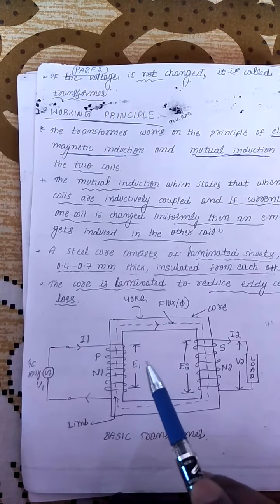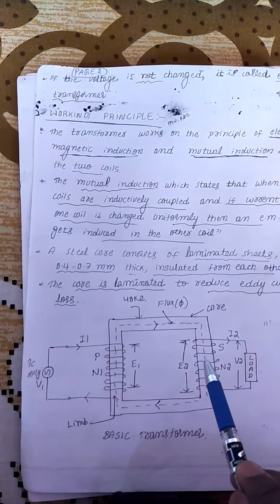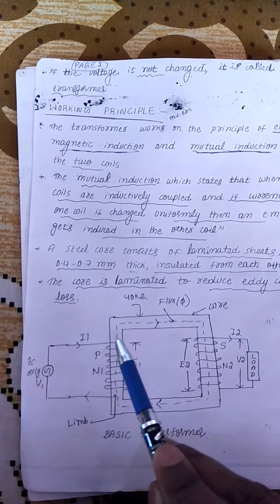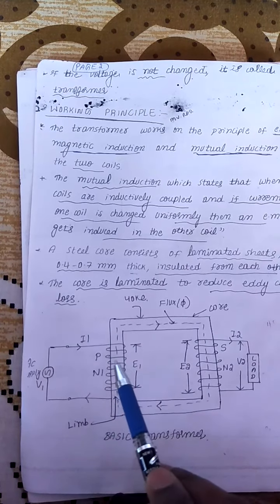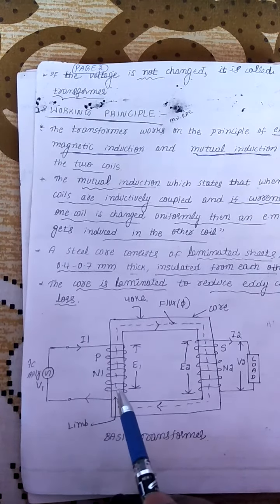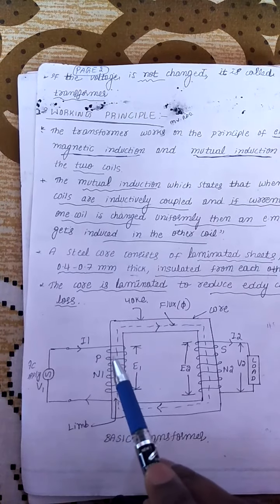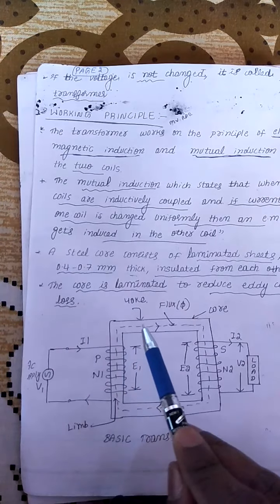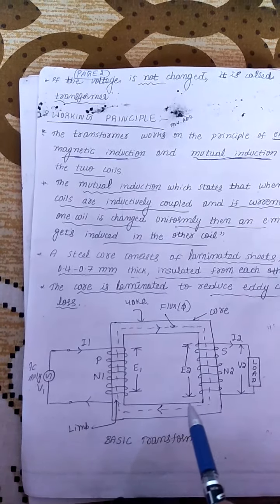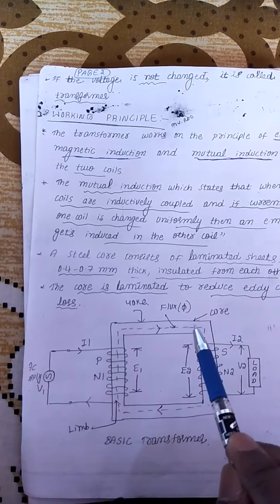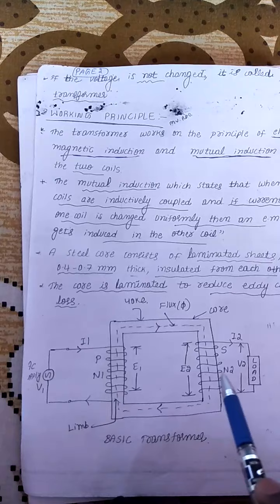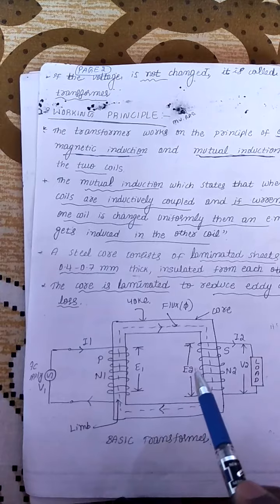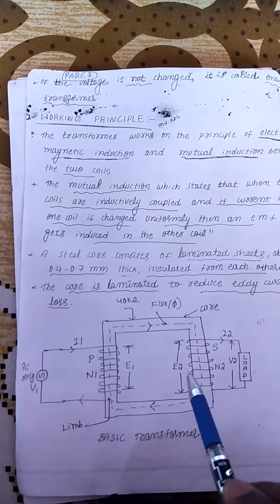Now I'll explain how the self-induced EMF and mutual induced EMF are produced. Due to V1, the current I1 will flow, and this I1 current flows through the turns of the coil. Then EMF will be induced here. That EMF we call the self-induced EMF, and you have the magnetic flux over the steel lamination. This magnetic flux will get linked with the secondary turns of the coil, which produces an EMF E2, that is called the mutual induced EMF.